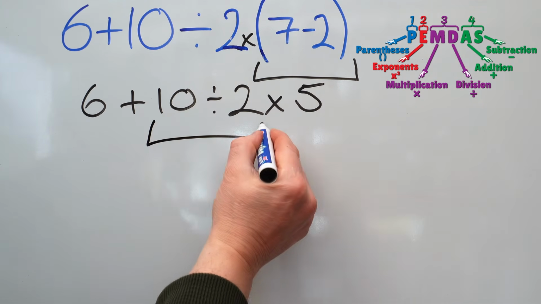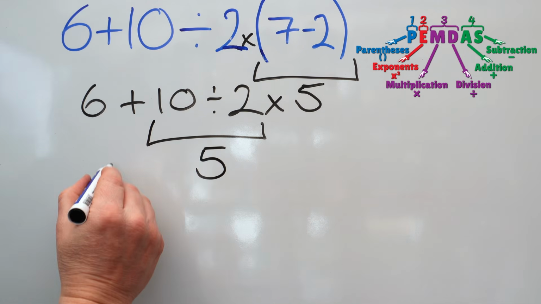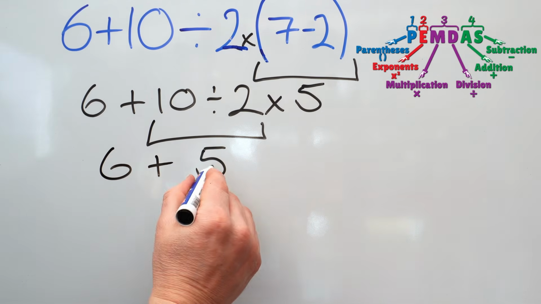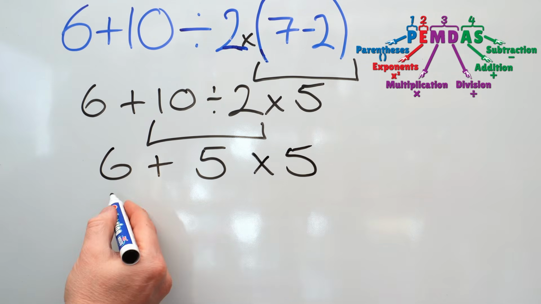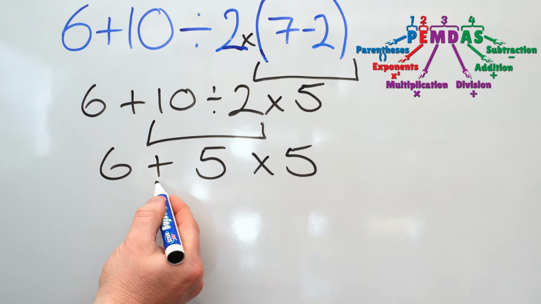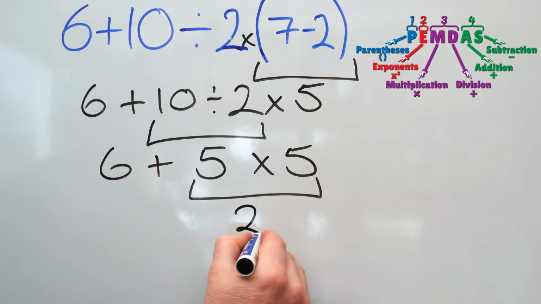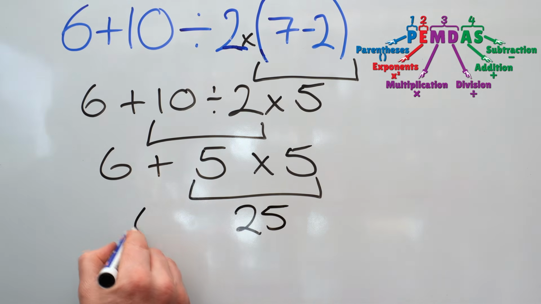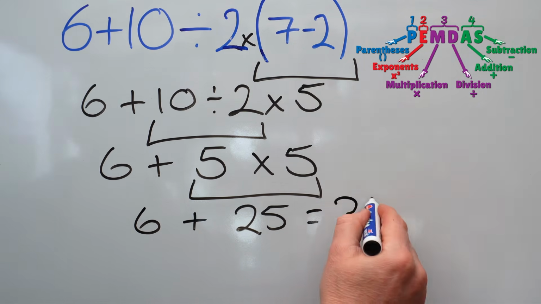So the first thing we need to do is 10 ÷ 2, which equals 5. So we are left with 6 + 5 × 5. And then we look at this next equation, and the multiplication has a higher priority than the addition. So 5 × 5 equals 25, and we are left with 6 + 25, which equals 31.